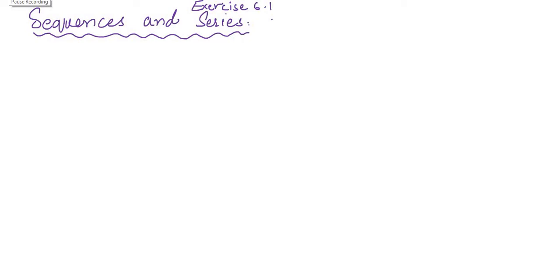Students, in the last session we learned exercise 6.1, questions number 1 to 4. The topic is sequences and series. And now we are going to discuss question number 5. In question number 5, how many terms are there in the arithmetic progression?